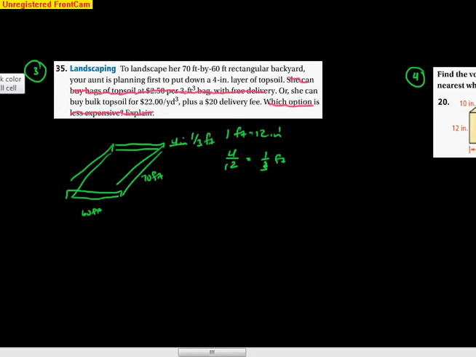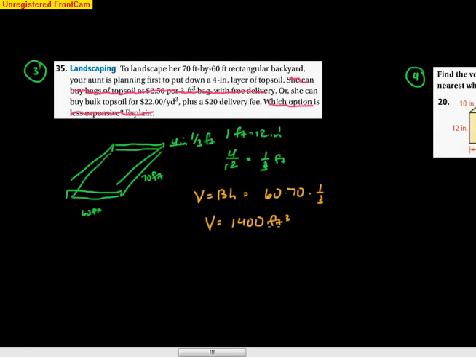Okay. So now I'll find the volume of this in feet cubed. This is part 2. Volume equals the area of the base times the height. So for this rectangular prism, that would be 60 times 70 times 1/3. And this actually comes out to be a nice even 1,400, and that's feet cubed.